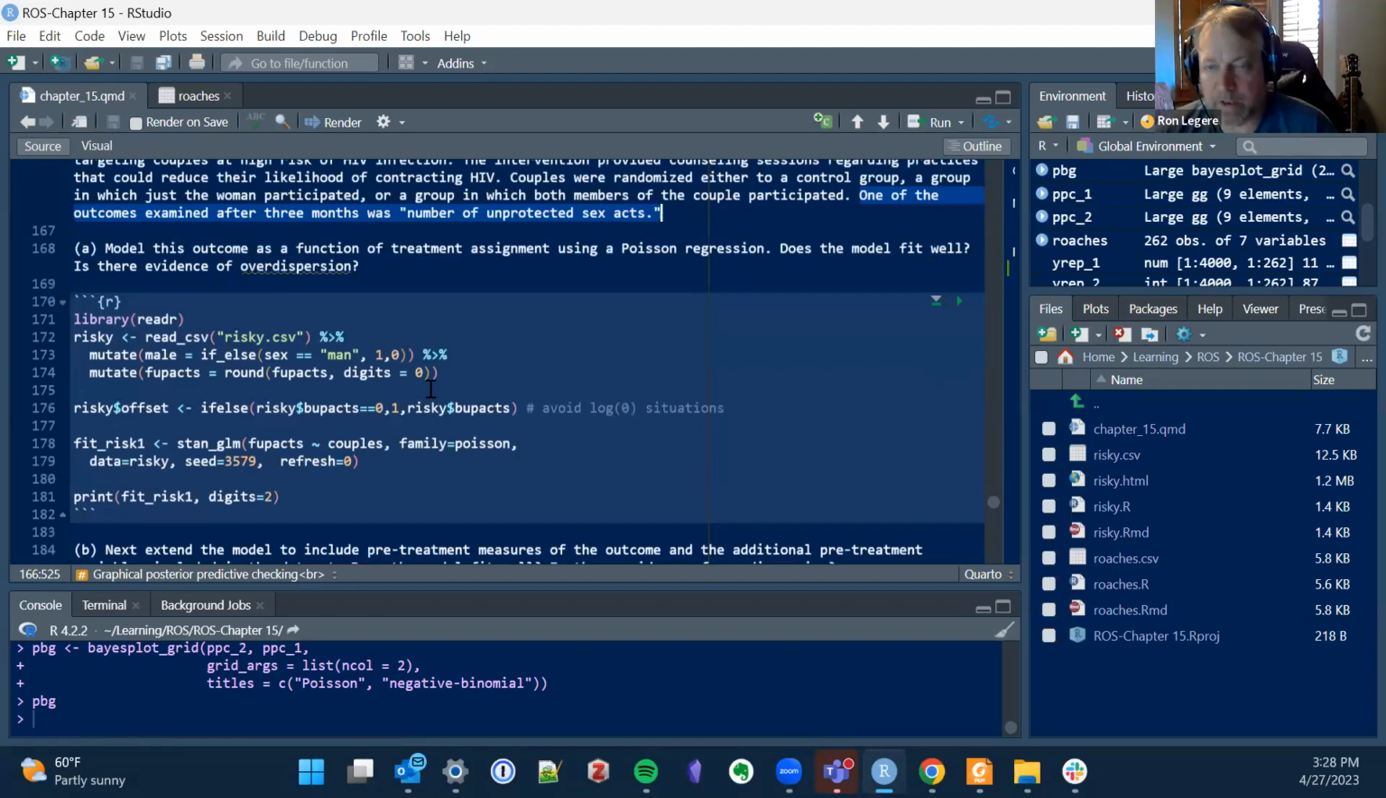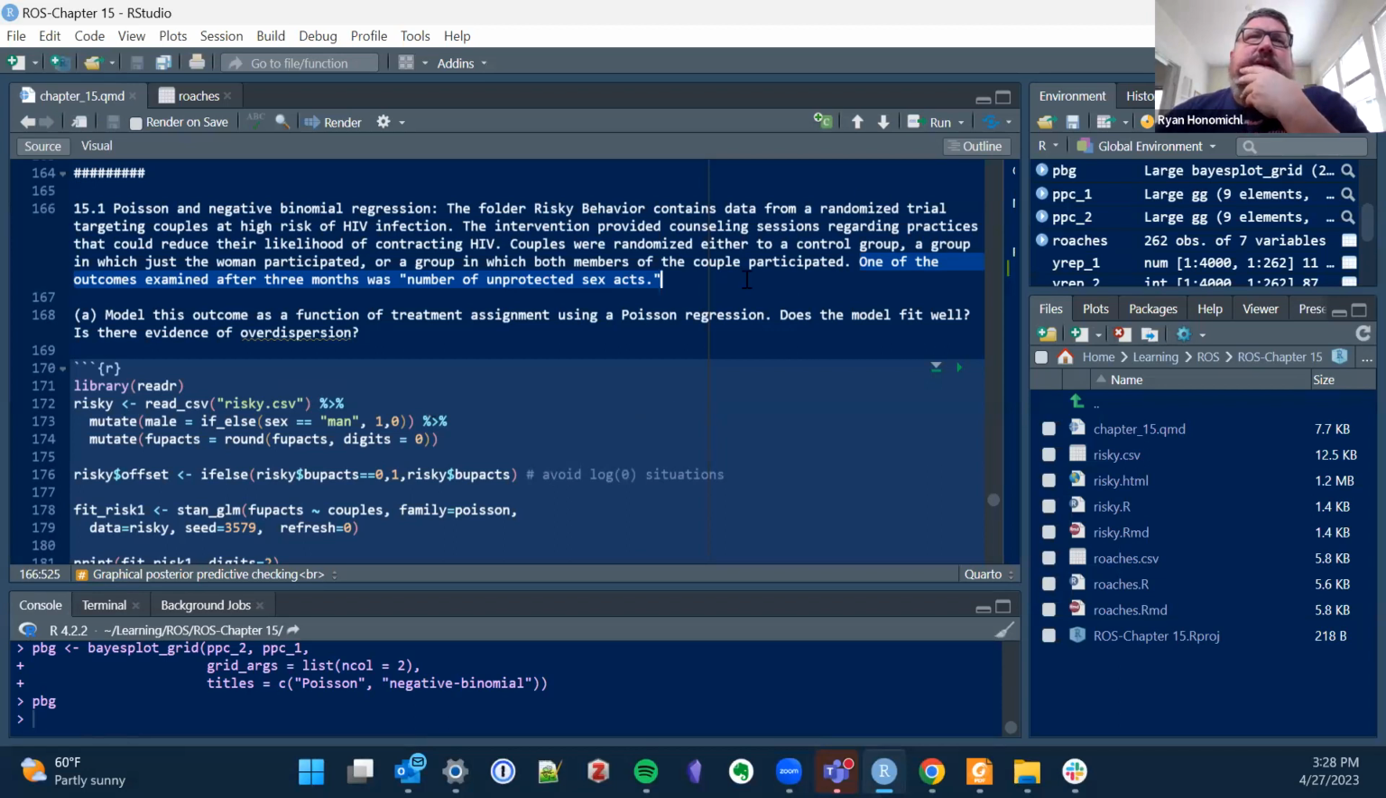So somehow these are restricted to just traditional couples. Is that what I'm getting out of that? I don't know what the right word is, but yeah, so I guess so. It's a control group. They start with couples.